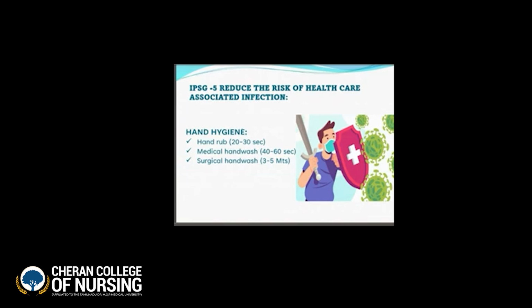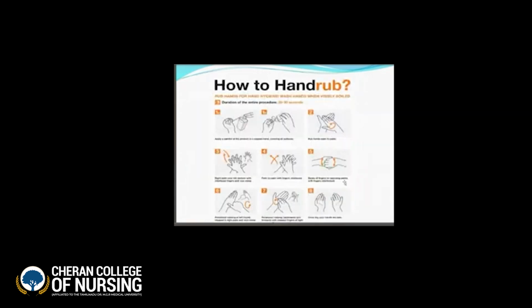So the IPSG 5, reduce the risk of healthcare associated infection, hand hygiene: hand rub 20 to 30 seconds, medical hand wash 40 to 60 seconds, surgical hand wash 3 to 5 minutes. Okay, so this must be followed to reduce the risk of healthcare associated infection. Mainly we call it nosocomial infection. Okay, so this is a familiar topic. I'm just showing you the slide. These are the steps of how to hand rub, to make the hand hygiene. The duration of the entire procedure is 20 to 30 seconds.